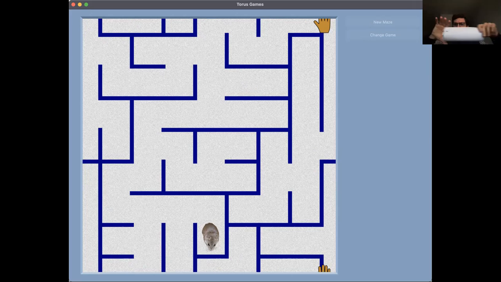And does anyone remember what you were supposed to get? We talked about this last time a little bit. Is it called a torus? It's called a torus. Yes, the technical term is a donut, right?